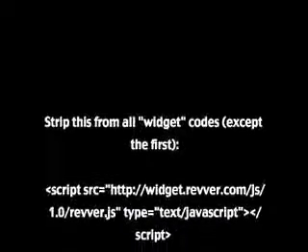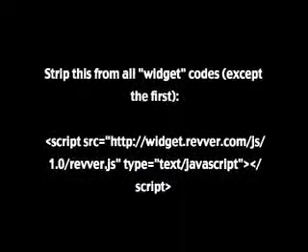Now there's one nuance, which is that the first line of code can only appear on a page one time. So if you have 5 widgets, you got to make sure that widgets number 2, 3, 4, and 5 do not have that first line of code, or else the whole thing gets screwed up. So you might want to check out the Revver discussion board for more details about that. That's probably one of the trickier steps here.